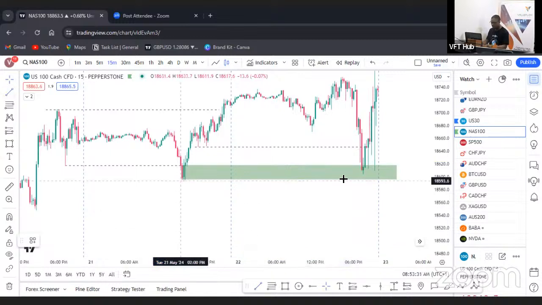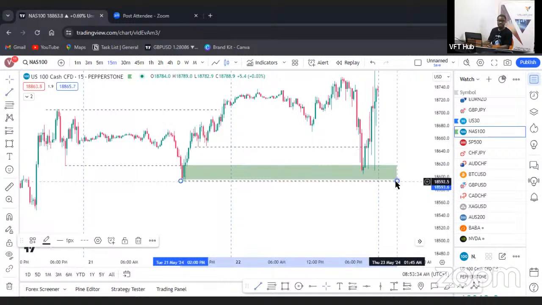This same setup happened on NAS, not NAS now, US30. However, it didn't hold that much. It only got 1.25 RR on that trade. Not 1 is to 2.5 RR. 1 is to 2.5 RR on that particular trade on US30. I'm going to show shortly how we also got that.